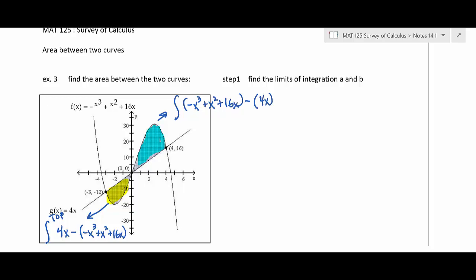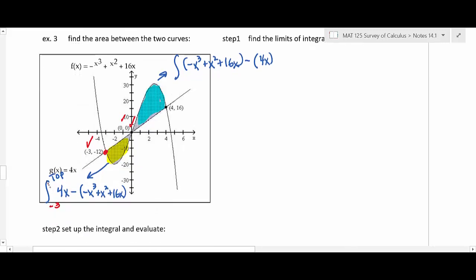Okay? So what we're going to do is find the limits of integration. It's pretty obvious what they are. I'm going to go ahead and crunch out what they are. So remember, you're doing x values. So it looks like you're going to go from negative 3 to 0 here on this integral. And then on this integral, you're going to go from 0 to 4. Okay? You can go by looks.